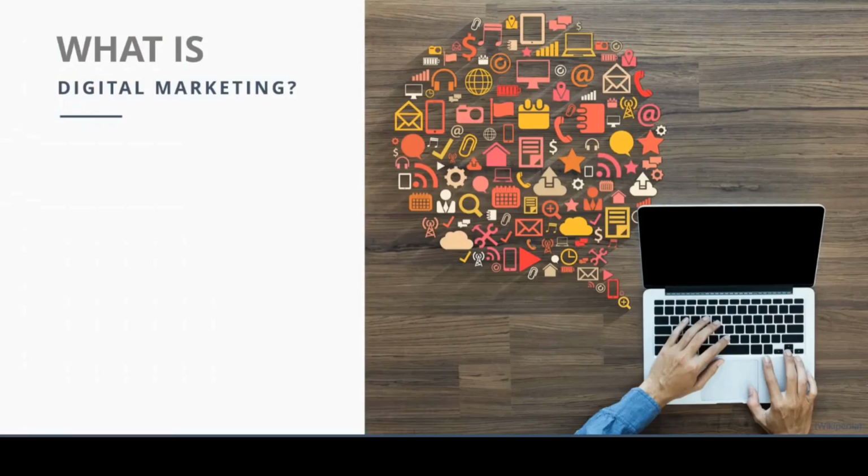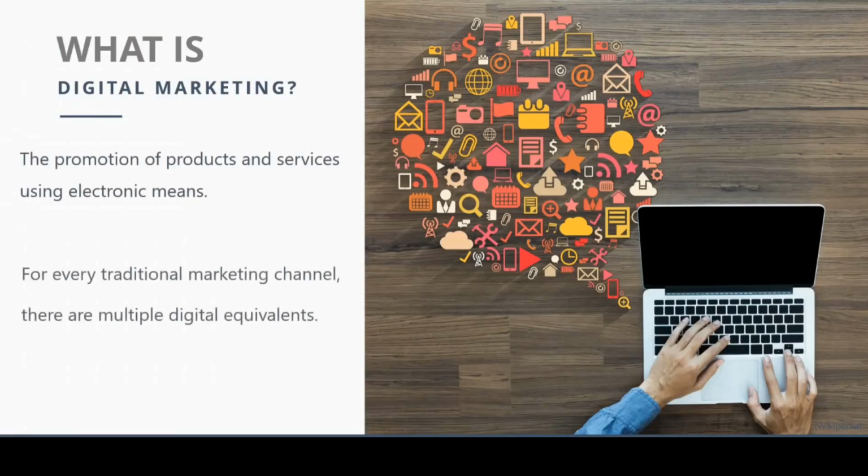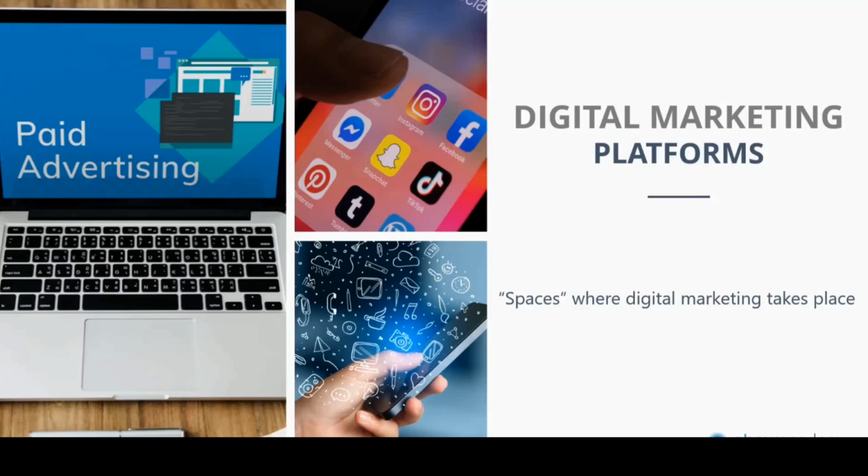So what is digital marketing exactly? Well, in its most basic form, it is the promotion of products and services using electronic means. Essentially, for every traditional marketing channel, there are multiple digital equivalents. There are hundreds and hundreds of different channels, including some very niche ones, which really only suit a small percentage of industries or people, and we can't possibly cover them all. But we will be looking at the top digital marketing platforms, and when I say platform, it's essentially a space where digital marketing takes place.